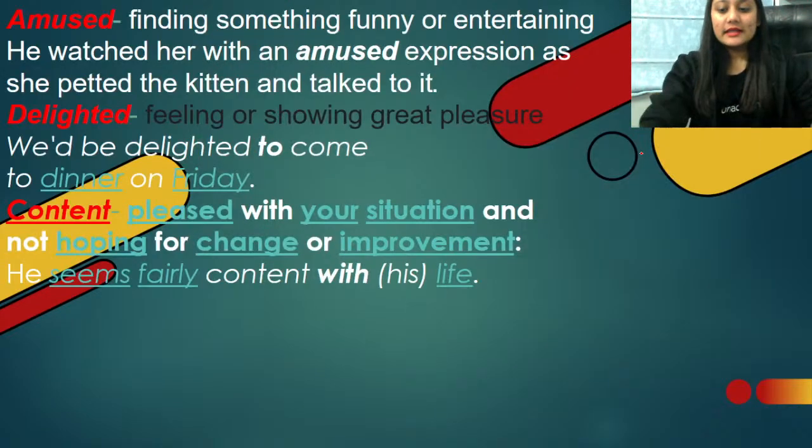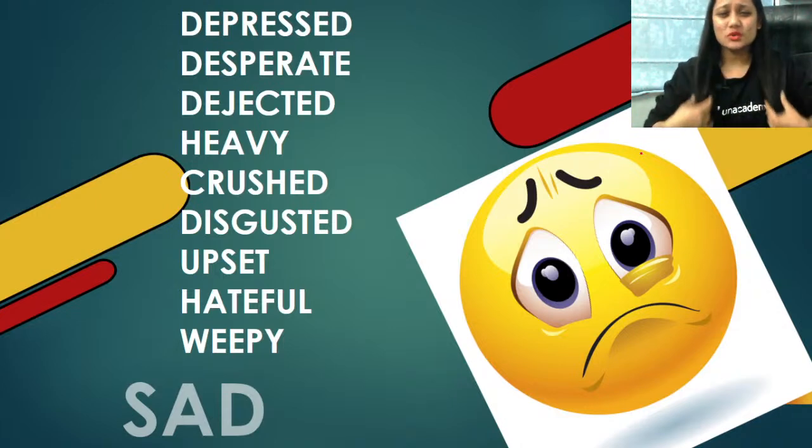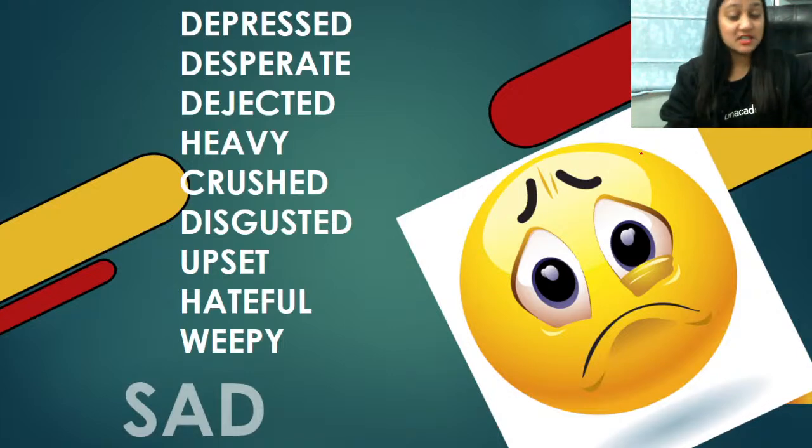The next one is sad. We often say, I'm so sad. So let's replace the word sad with heavy words, to show you are genuinely sad. The words are depressed, desperate, dejected, heavy, crushed, disgusted, upset, hateful, and weepy. I repeat, they are depressed, desperate, dejected, heavy, crushed, disgusted, upset, hateful, and weepy.